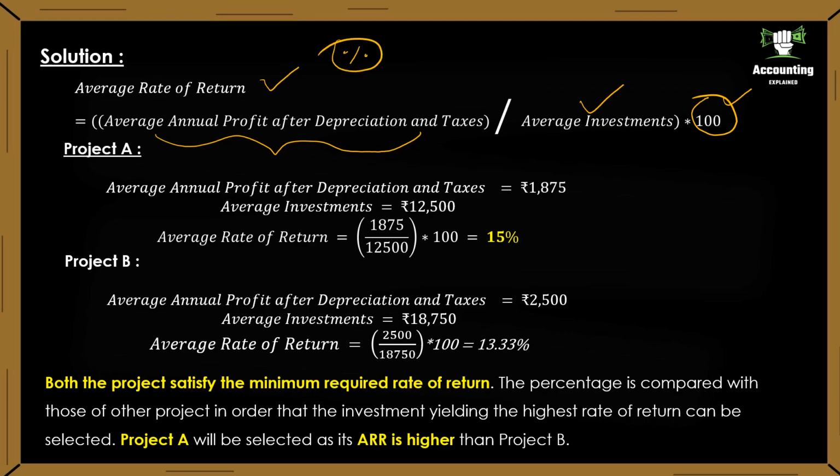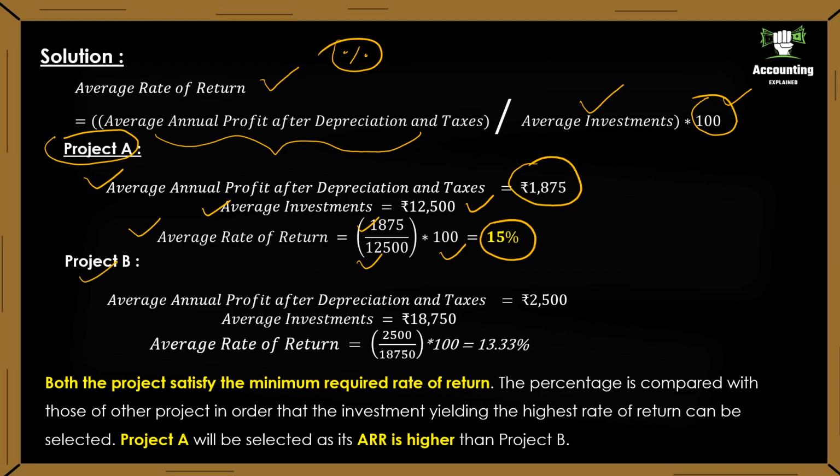Okay. For project A, we are going to find ARR first. Average annual profit after depreciation and taxes for project A is 1875, which we found out now. Similarly, average investment we found out as rupees 12,500. Average rate of return is equal to average profit by average investment, which is 1875 divided by 12,500 into 100. ARR is 15% for project A.